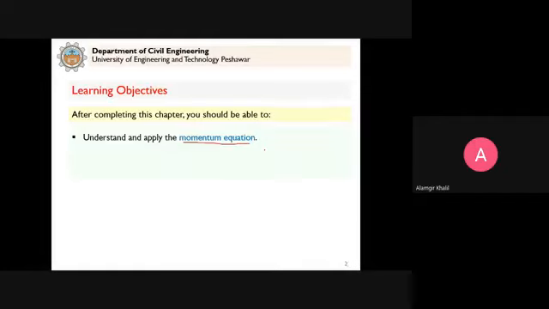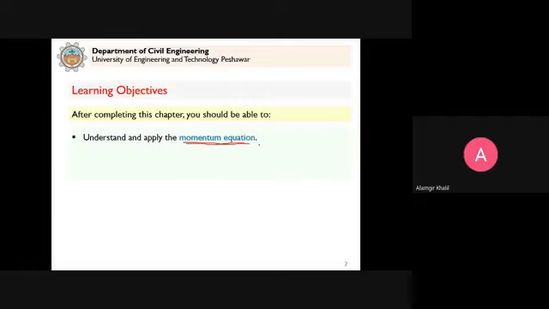The first one is the continuity equation, which is based on the law of conservation of mass, and the second one is the Bernoulli equation, which is based on the law of conservation of energy. Now the third important equation is this momentum equation. This momentum equation we use whenever we want to calculate the forces in fluid flow.